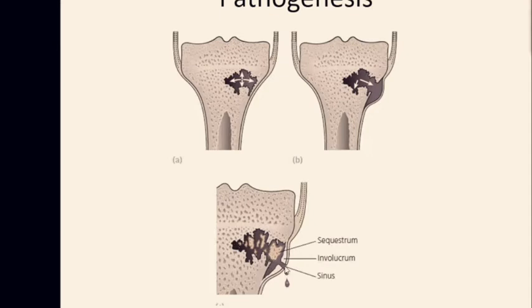Now, this reaction keeps on going, okay? The dead bone is there, and then the infected granulation tissue surrounds this dead bone. When the infected granulation tissue surrounds the dead bone, it is known as the sequestrum, okay? Sequestrum is not just a piece of dead bone, but dead bone surrounded by infected granulation tissue, okay?